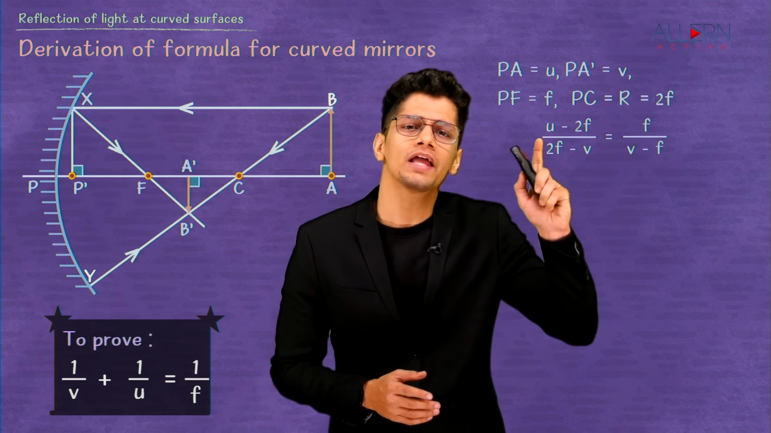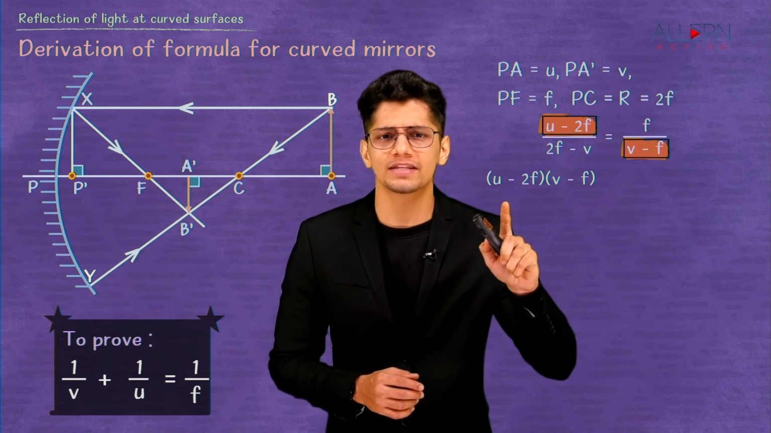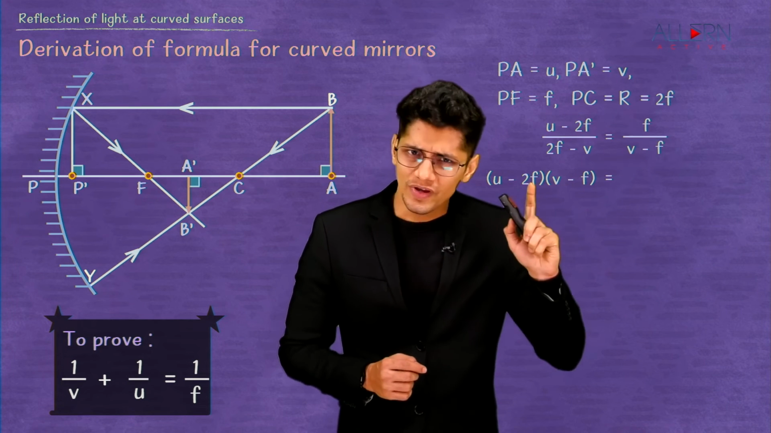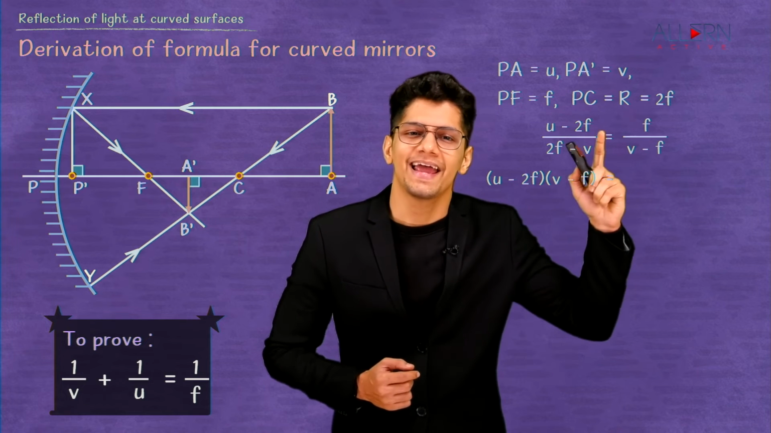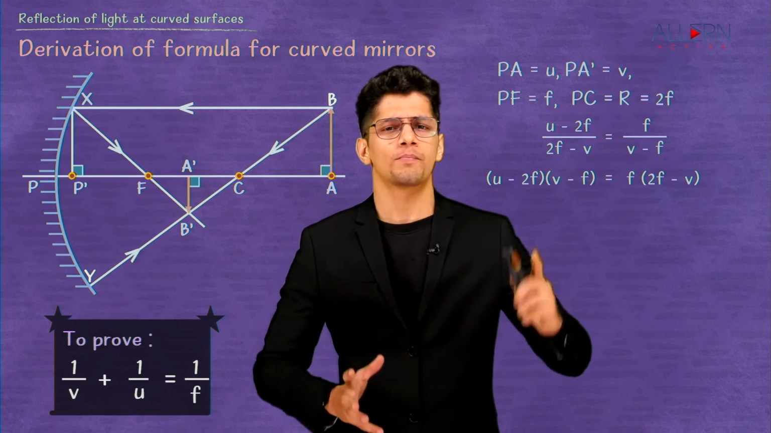So we have to multiply (u − 2f) into (v − f). So we write (u − 2f) into (v − f), which will be equal to what? f into (2f − v). So we write f into (2f − v).